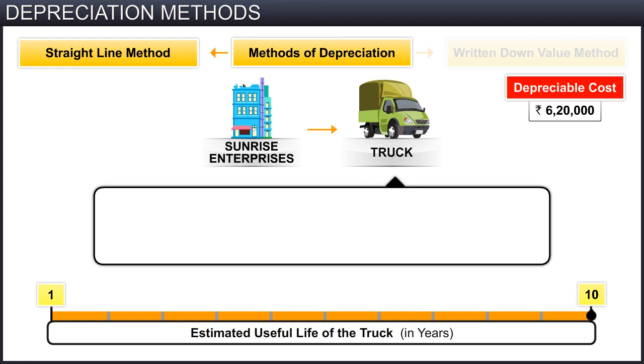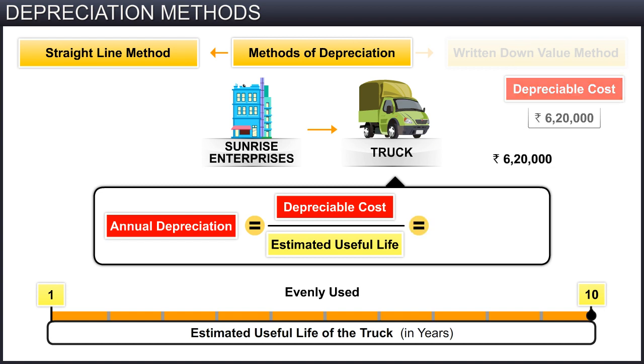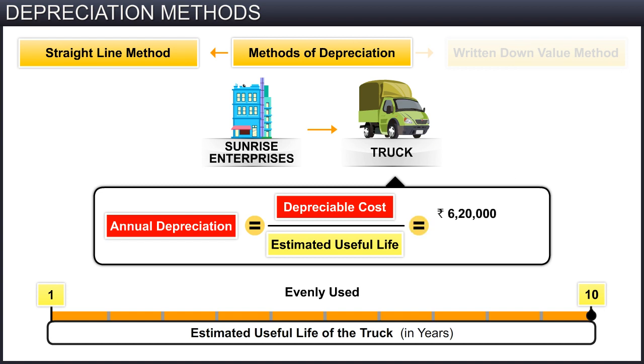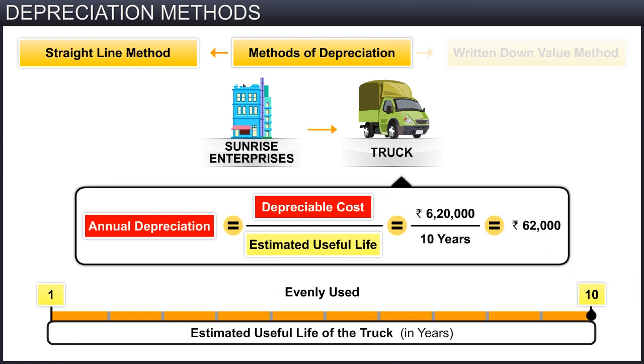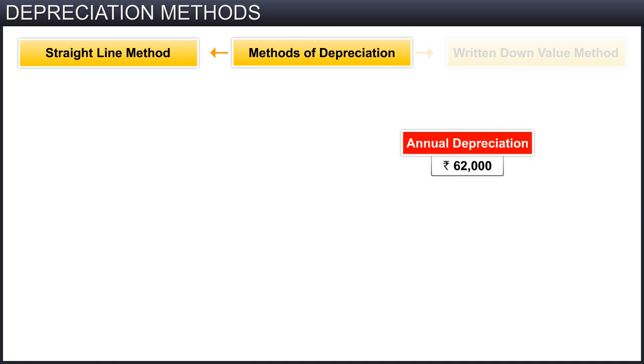So, based on the assumption that the asset, in this case the truck, is evenly used over its anticipated life of 10 years, then the depreciation amount per year will therefore be its depreciable cost divided by its estimated useful life. In this case, it will be 6,20,000 rupees divided by 10 years. This gives the amount of depreciation as 62,000 rupees per year.